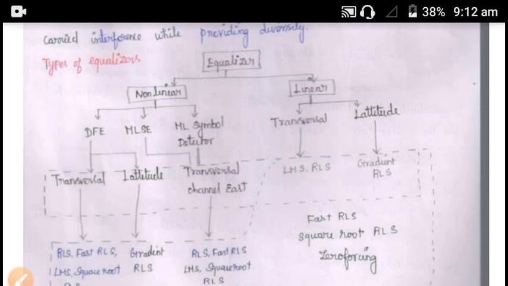The decision feedback equalizer consists of a feed forward filter. You will study this in detail later. Here, we know that in the non-linear equalizer we are using feedback, right? So the received sequence is given as the input. It is connected to the feedback filter, to which the previously detected sequence is given as the input.